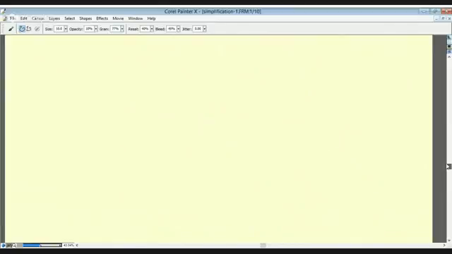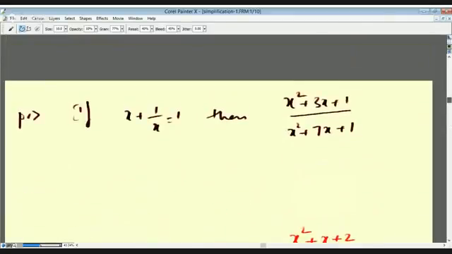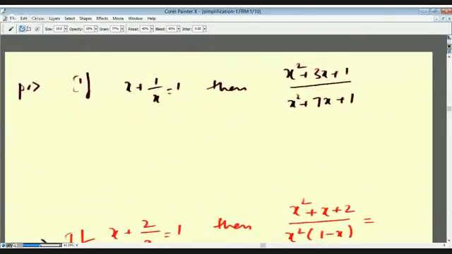What is given here? There's a blank. I'll go to the next one. So what is there? Friends, this is very important again. x plus 1 by x is given, and the problem asks us to find x square plus 3x plus 1 and x square plus 7x plus 1.